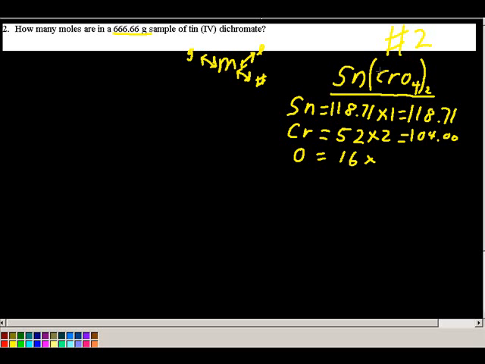Since one of these dichromates has 4 of them, if you have 2 dichromates, there's 8 of them. So it's 16 times 8, which is going to equal 128, following the 2 decimal rule. So if we now add that up, you get 350.71. That is the atomic mass of one of these molecules.